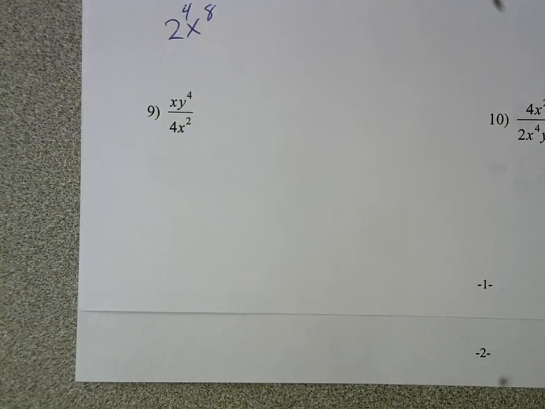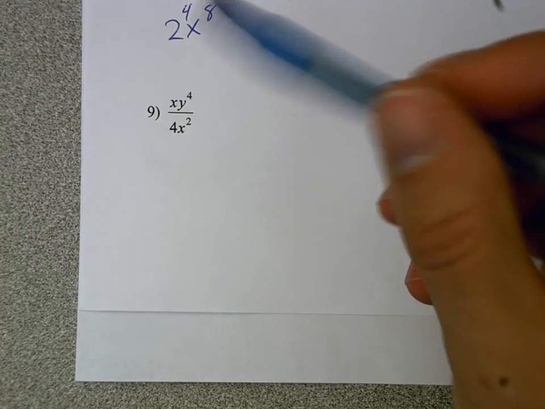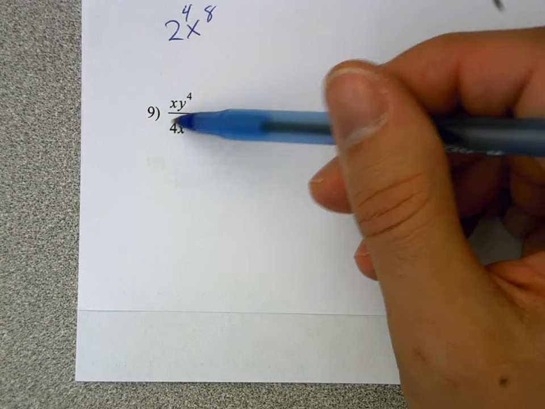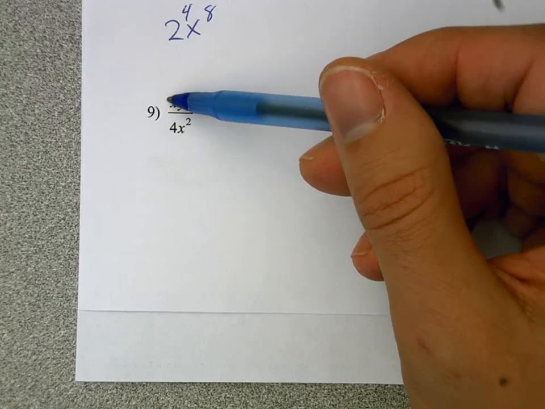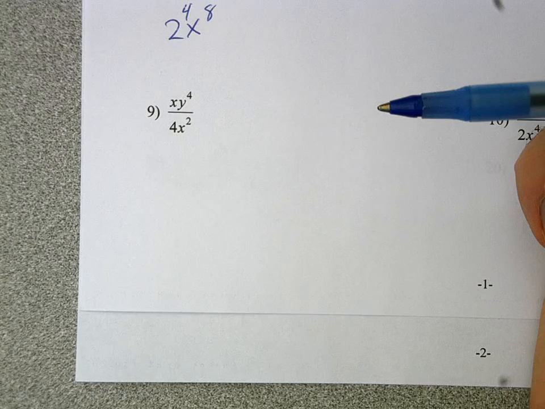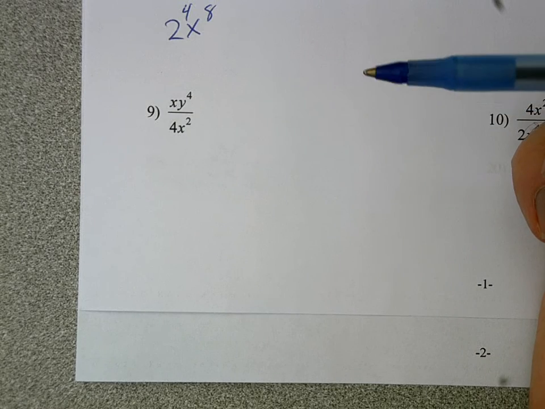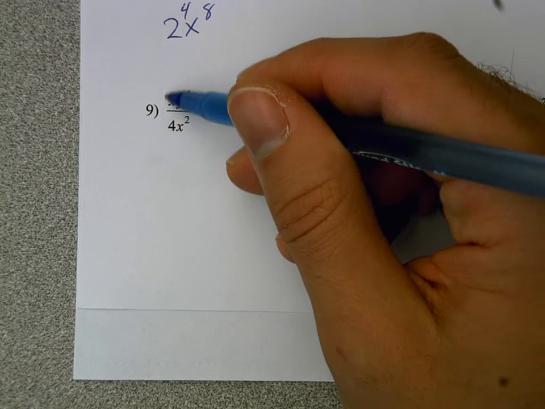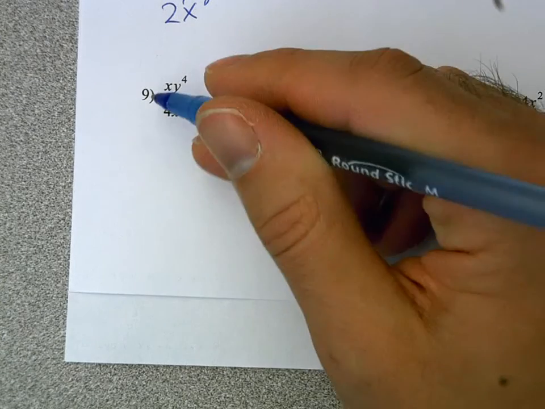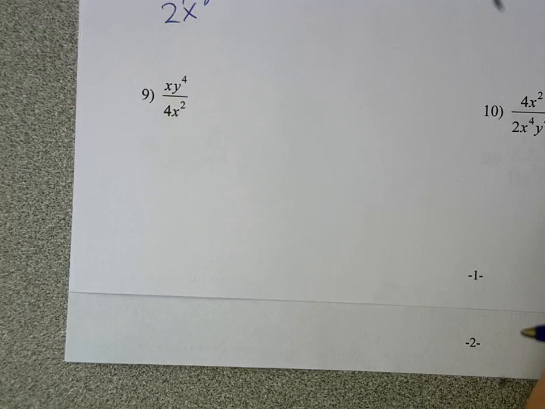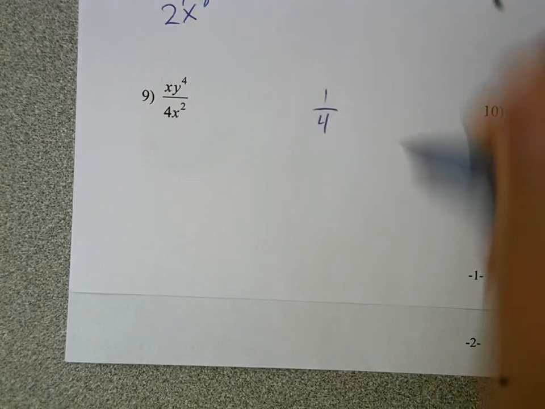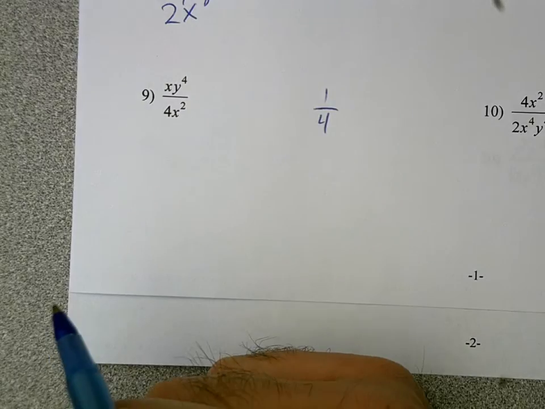We've got a 4 down at the bottom. Caitlin, is that the only constant number? Is there anything up on top that's not an exponent? Is there a 1? Yep, you can put a 1 there. So if I just have 1 over 4, does that simplify? Anybody? So you've got 1 over 4. Can I do anything with that?